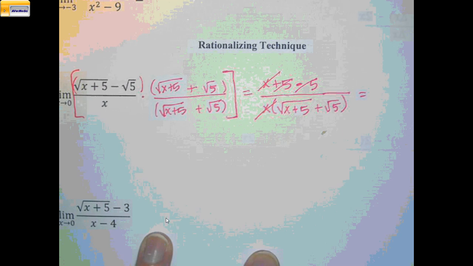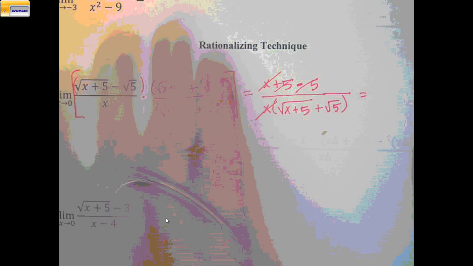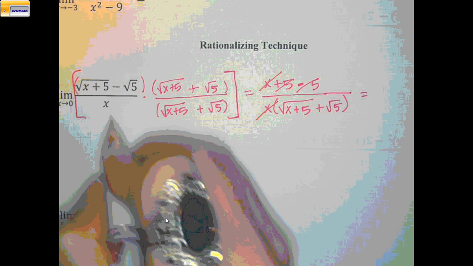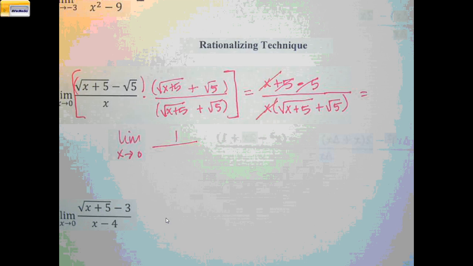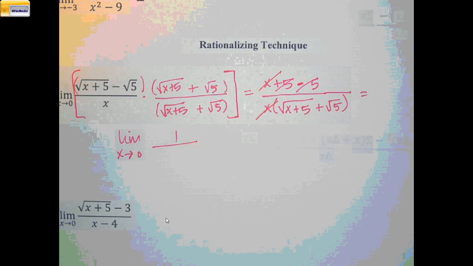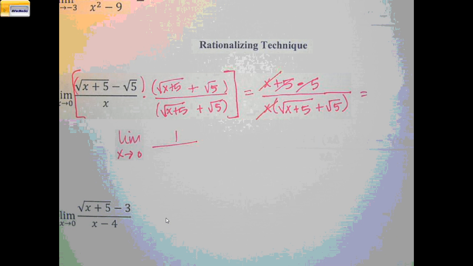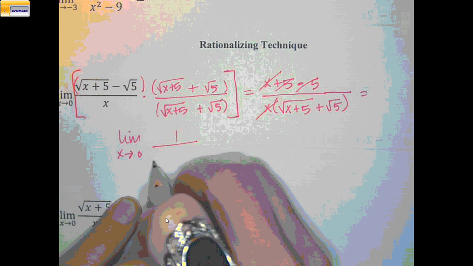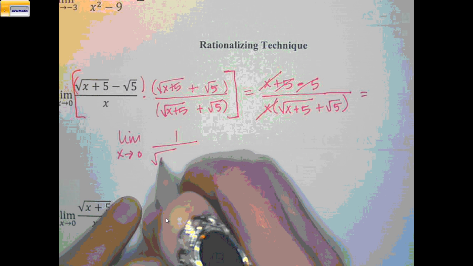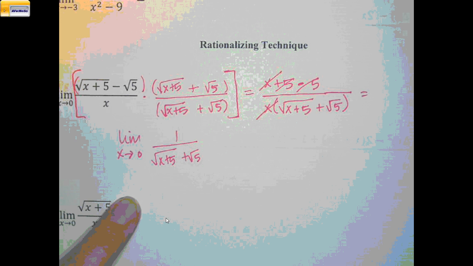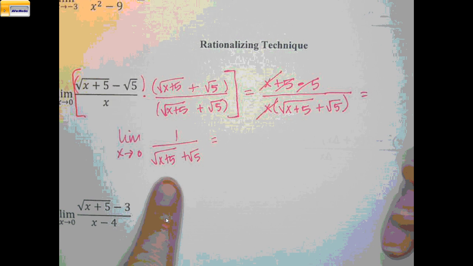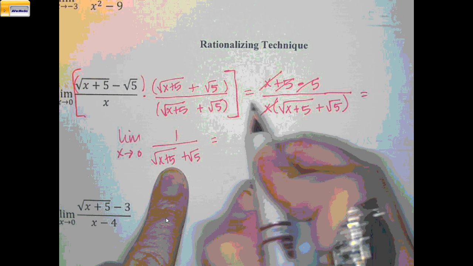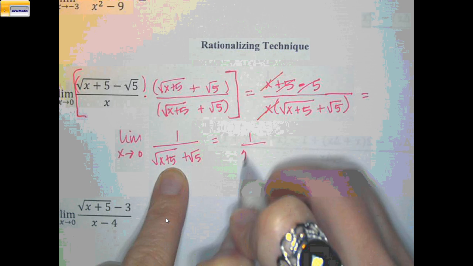So now what we have left is the limit as x approaches 0 for 1 over, that's not a 0 on the top. Factoring is dividing, remember? So when you divide anything by itself, it's a 1. Don't you dare put a 0 up there. It's 1 over the square root of x plus 5, the quantity, plus radical 5. Now you can plug in 0. 0 plus 5 is radical 5. So on the bottom, I'm going to have 2 radical 5s.